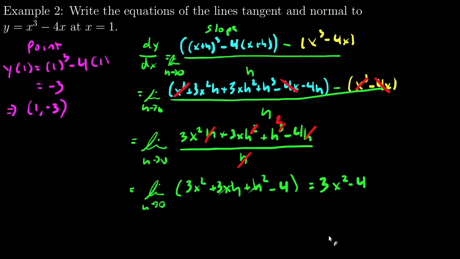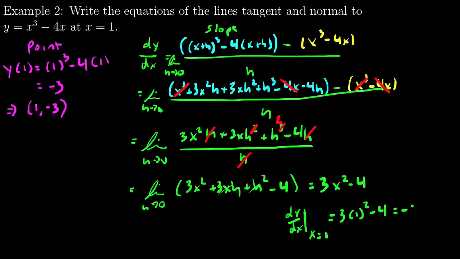And now you have to be careful. I've seen a lot of students mess this up. This is the derivative function. I use it to find the slope, but it isn't the slope itself. So I actually need to evaluate dy dx at x equals 1, which is going to be 3 times 1 squared minus 4, which is negative 1.